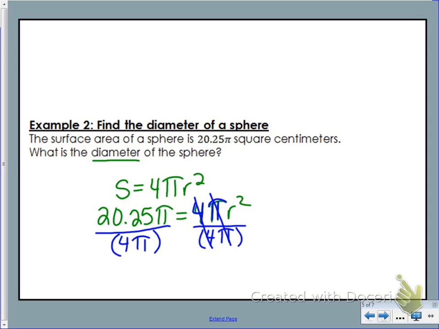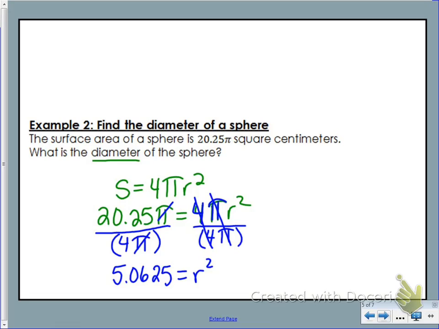Now if I didn't have a way to simplify this, I would make sure to use parentheses when I put this in on my calculator. But if you look, we have 20.25 pi divided by 4 pi. So what's going to happen is these pi's are going to cancel. Now we're left with 20.25 divided by 4, which is about 5.0625, and that's the same as the radius squared.